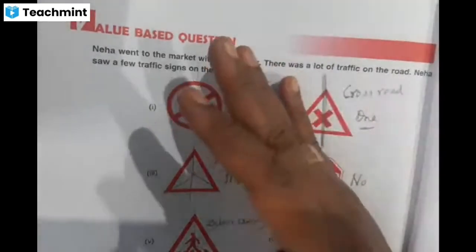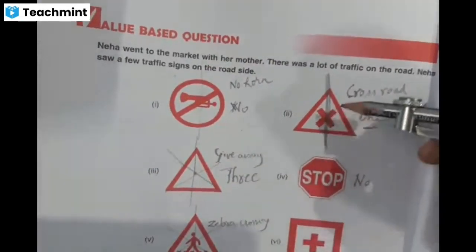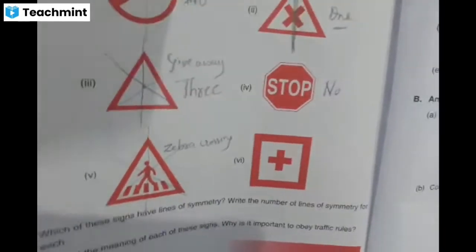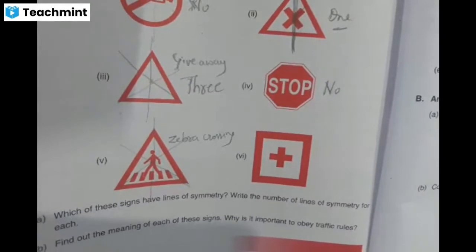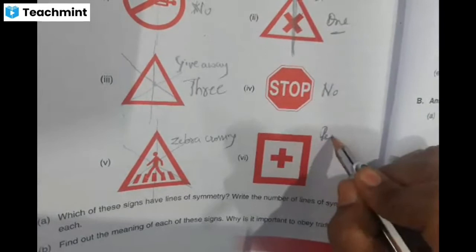In case of the second figure, the figure is in this way. When I fold it about the line, they are going to coincide because they are also equal. You have to observe that also, children. Lastly is the 6th one. The 6th one has the symbol that represents the red cross.